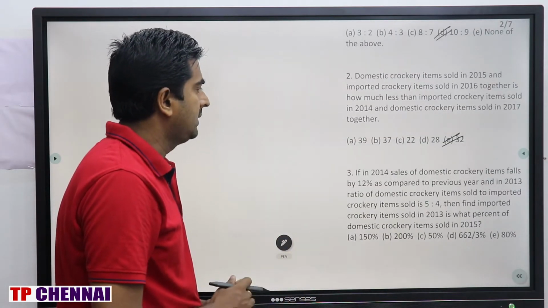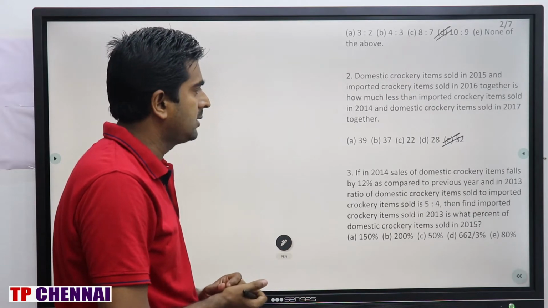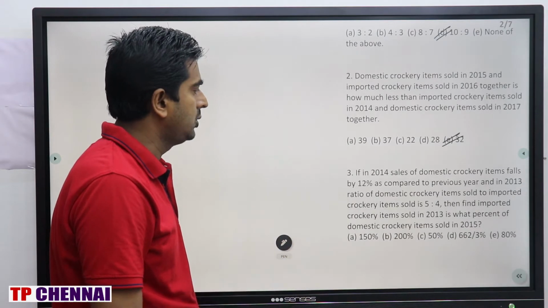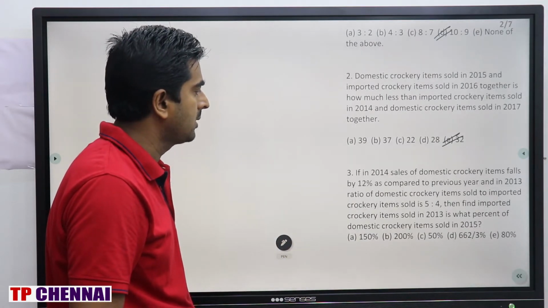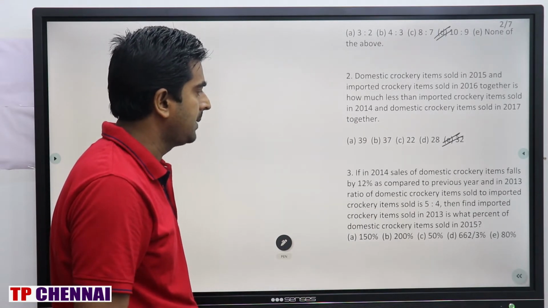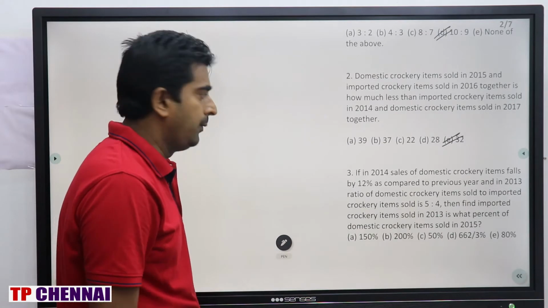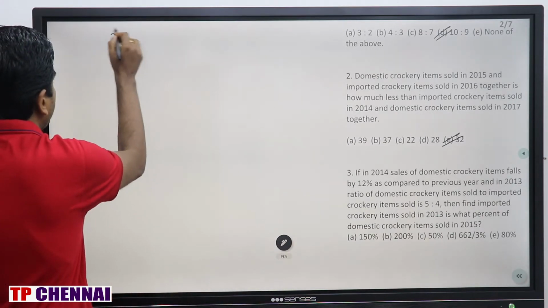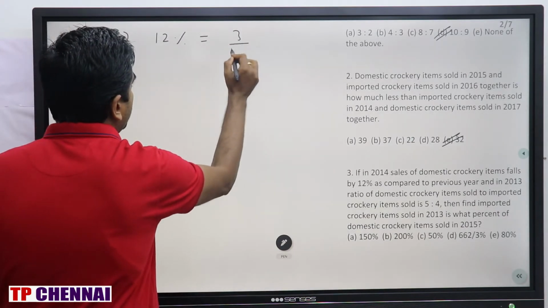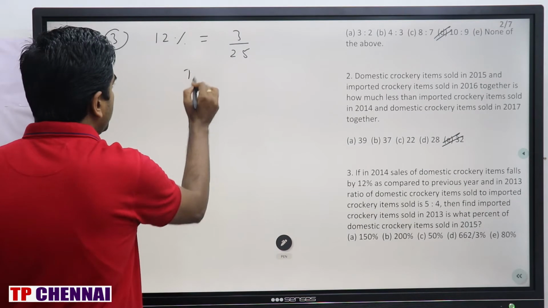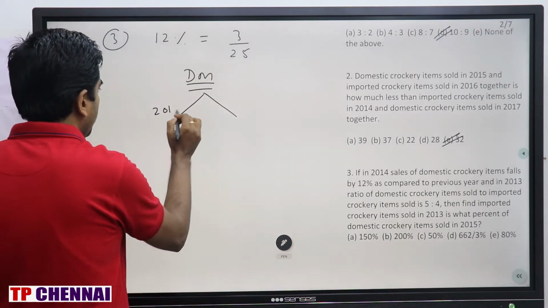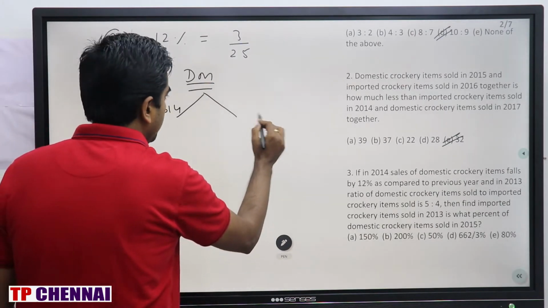If in 2014 sales of domestic crockery items fall by 12% as compared to the previous year, and in 2013 the ratio of domestic crockery items sold to imported crockery items sold is 5:4, then find imported crockery items sold in 2013 is what percent of domestic crockery items sold in 2015. So 12%, what is the fraction value? 3 by 25. So now I am writing domestic crockery items in 2014 and then 2013.